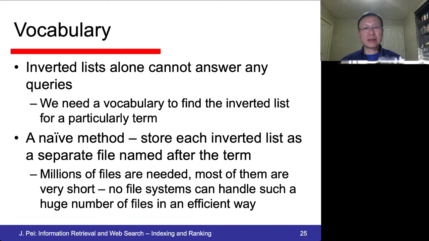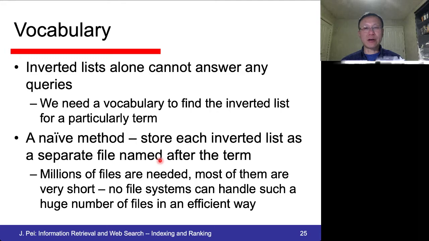A naive method is that we can store each inverted list as a separate file and name it after the term, so that whenever you see a new term, you just open a file using the term as the name of the file. However, just imagine in a large document set, you may have millions or even billions of terms. Then you cannot have billions of files in the system efficiently.